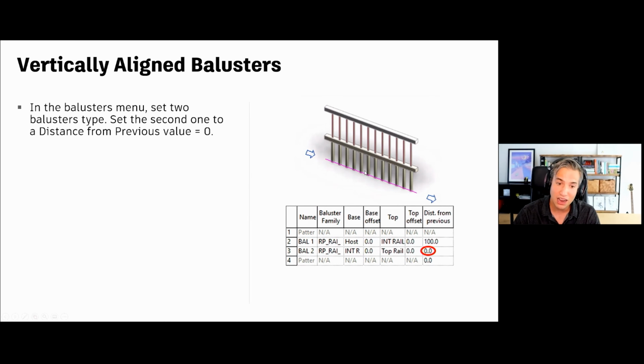And the way you can accomplish that is, in this case, we have an intermediate rail. So for this first baluster, the base is the host, while the top is the intermediate rail. And for the second one, the base is the intermediate rail, while the top is the top rail. And the feature that is key here is that the distance from previous for the second baluster is set to 0. And that's how you can vertically align them.